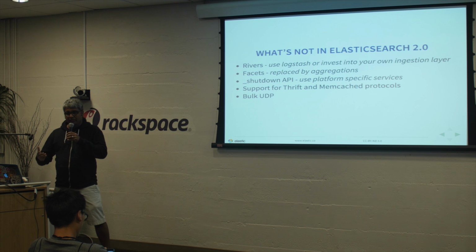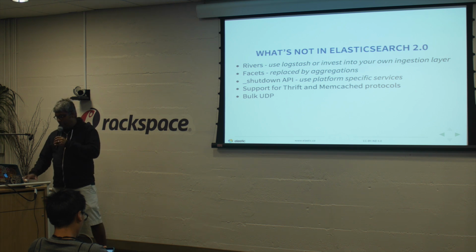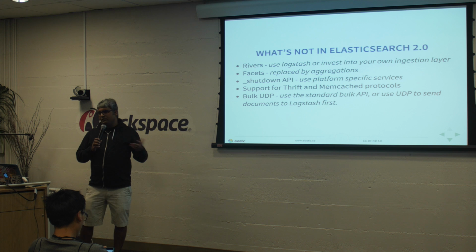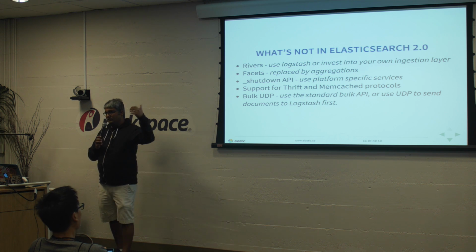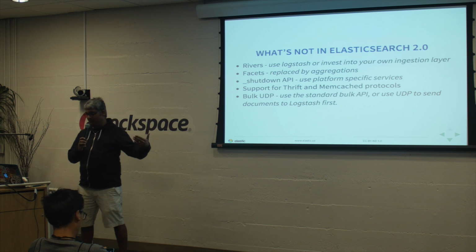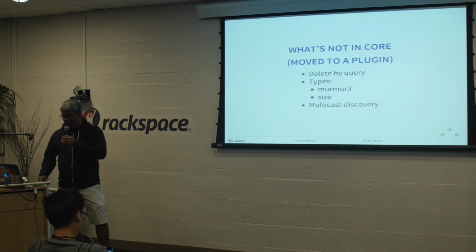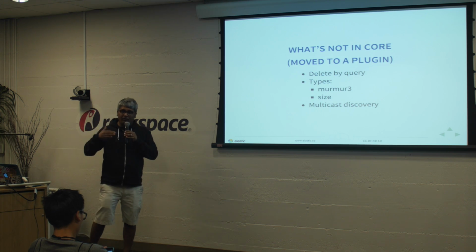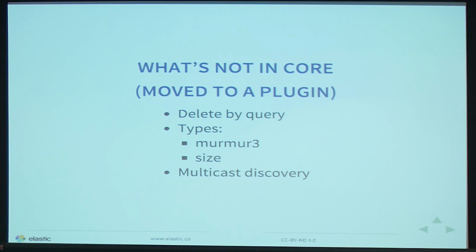So if you want to bulk ingest or index documents into Elasticsearch now, either just use the standard bulk API, which is HTTP, so over TCP, or use the Logstash UDP input if you really want to send data over UDP to Elasticsearch. So that's everything that was totally removed. It's gone from 2.0, doesn't exist anymore.